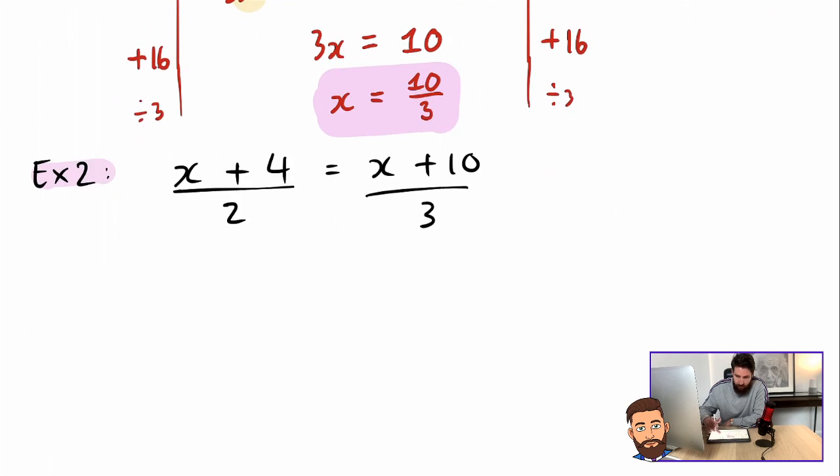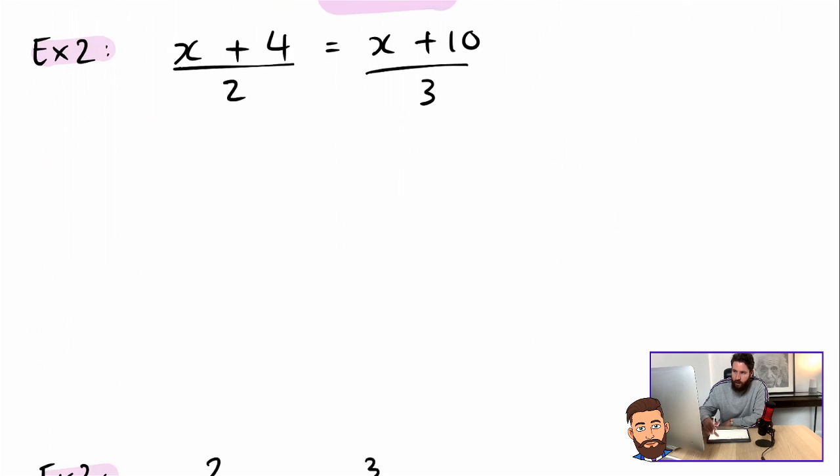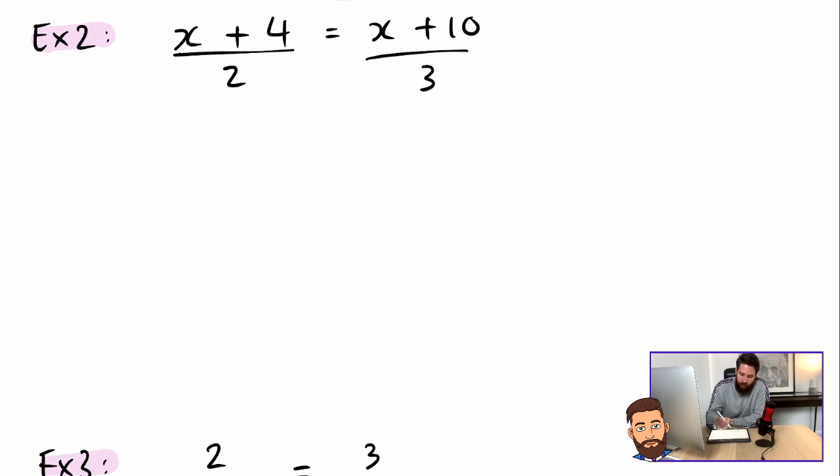So that takes us on to example 2, where now we have got a fraction on both sides of the equation. Okay, so again, we're going to do the same thing here. We want to eliminate this divide by 2, and we want to eliminate this divide by 3.